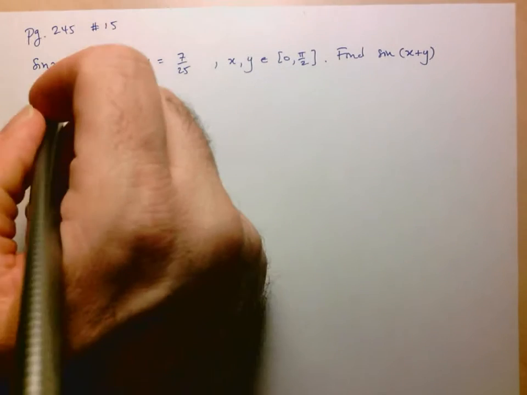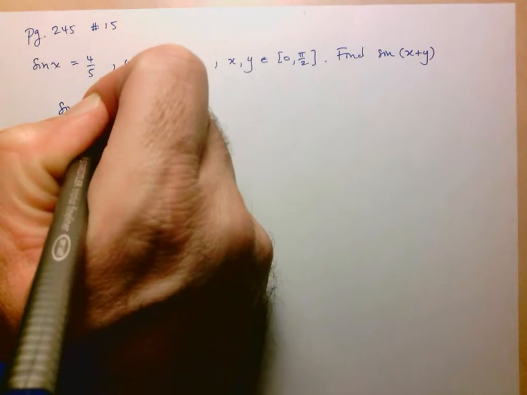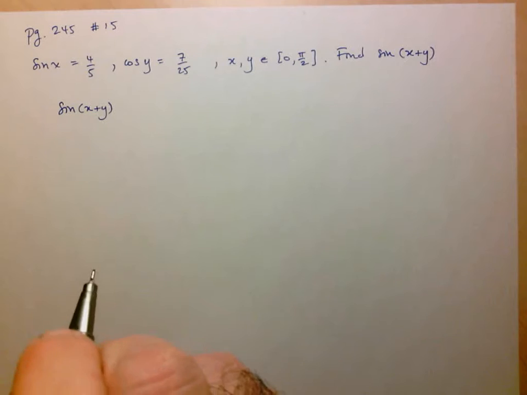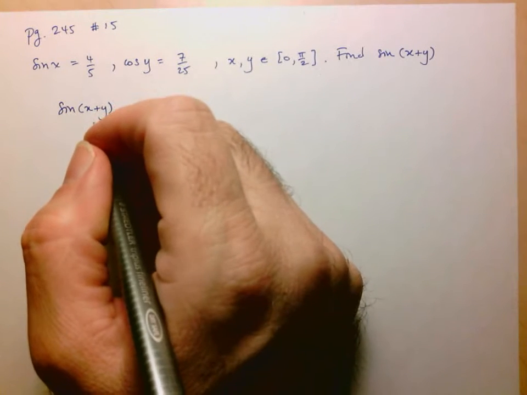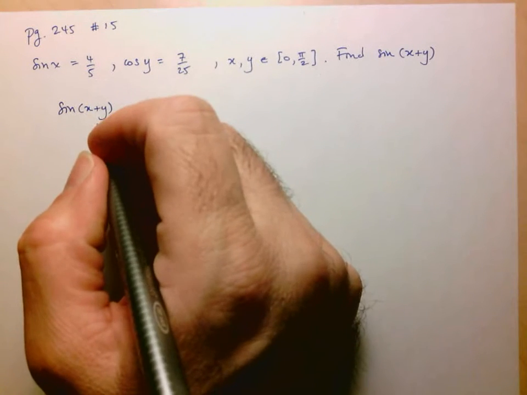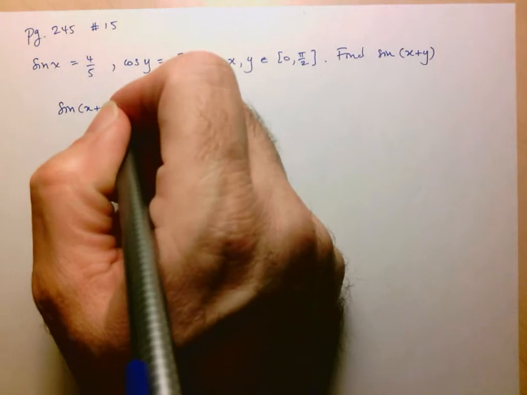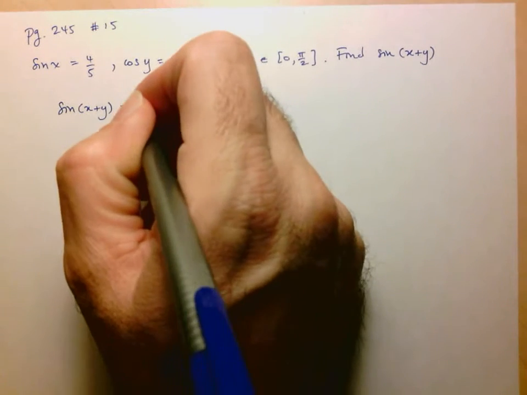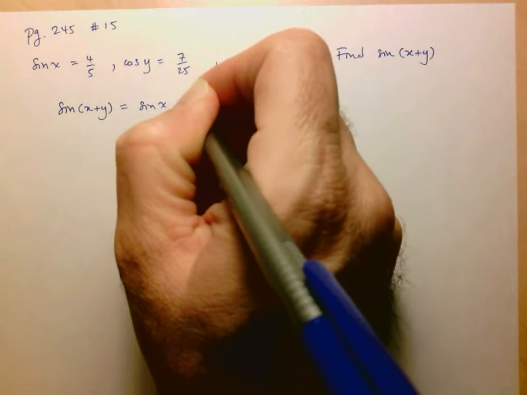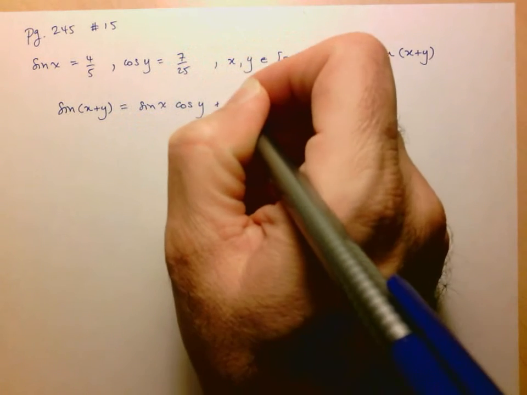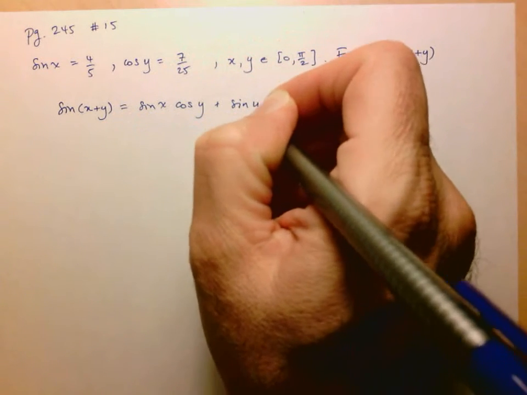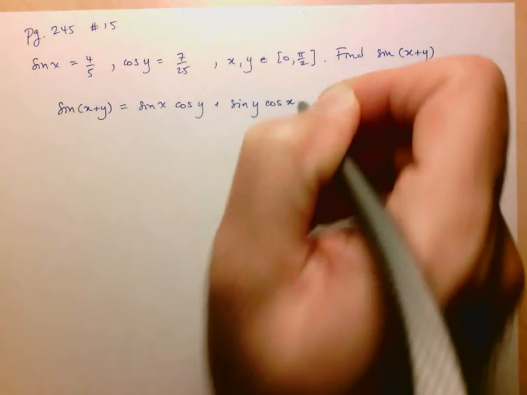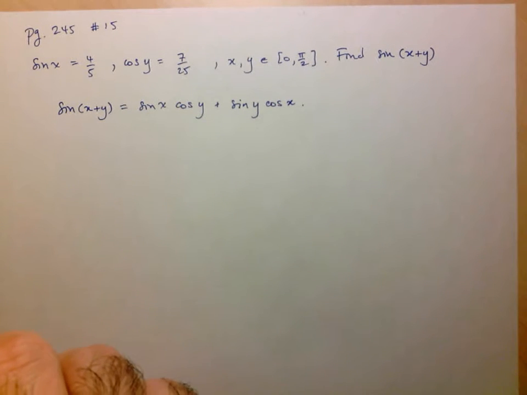So the first thing I'm going to do is take sine of x plus y and use one of my identities to write it in terms of x and y. The formula for sine of x plus y is sine of the first times cos of the second plus sine of the second times cos of the first.